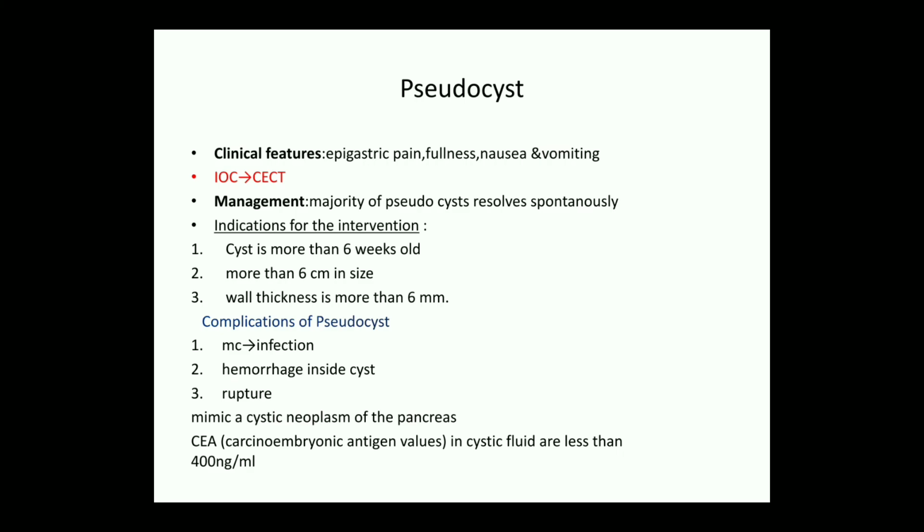Some of the complications of pseudocyst: the most common is infection, and also hemorrhage inside the cyst, and the cyst can rupture. This pseudocyst can also mimic a cystic neoplasm of the pancreas. In order to understand whether it is a cystic neoplasm of pancreas or pseudocyst, we look into the values of CEA, which is carcinoembryonic antigen. In pseudocyst fluid, this CEA will be less than 400 nanogram per ml, whereas in cystic neoplasm, CEA values will be more. Thereby we can differentiate between the two.